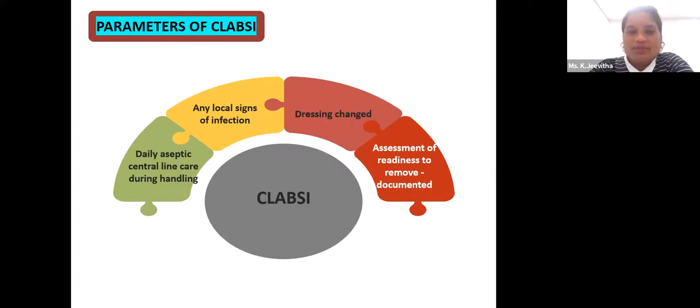And the parameters of CLABSI are very, very important. You have to maintain daily monitoring for any local signs of infection. Maybe you have noticed any redness or any swelling. If the medication is not being administered, please try to escalate. Dressing should be changed if it is wet or soiled, and assess readiness to remove. That means you need to check if the patient is really not on medication. If the central line requirement is not there, you need to tell the doctor about that, and based on the doctor's decision, the line could be removed.